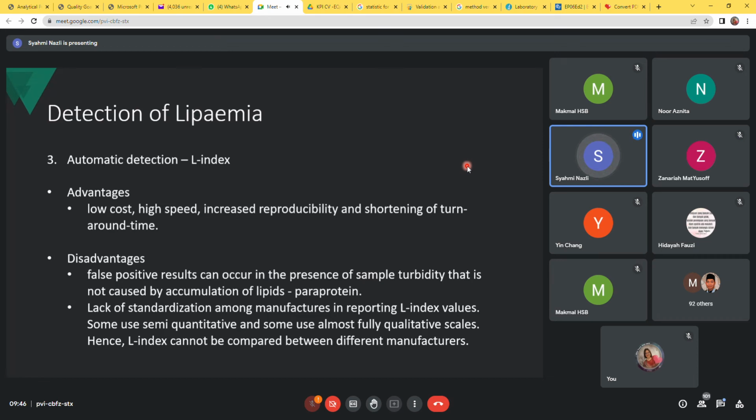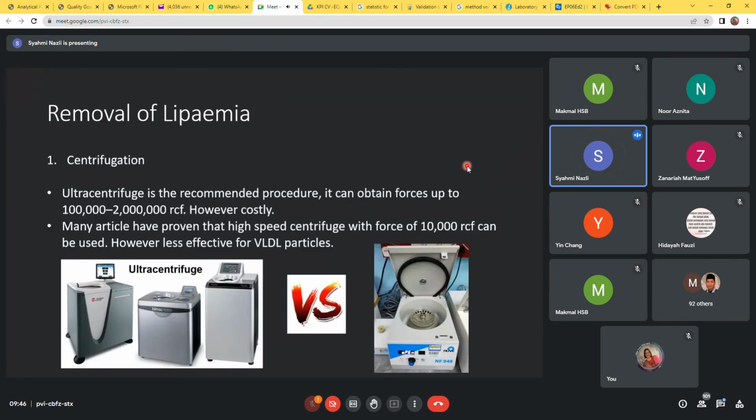That's all for the detection of lipemia. And next, we proceed to how we handle this lipemic sample and how we can remove it.